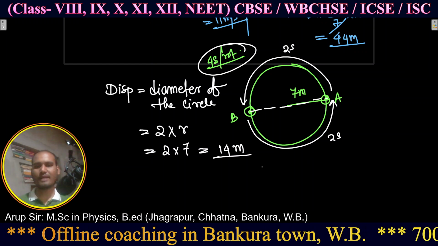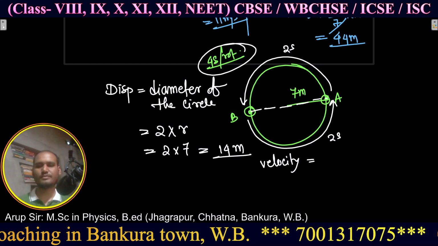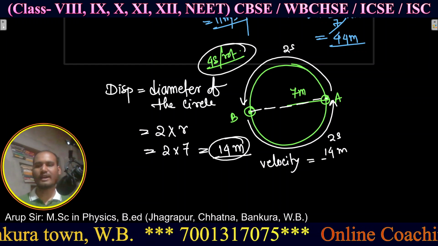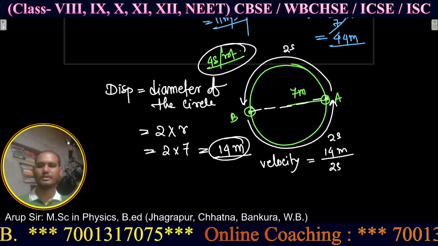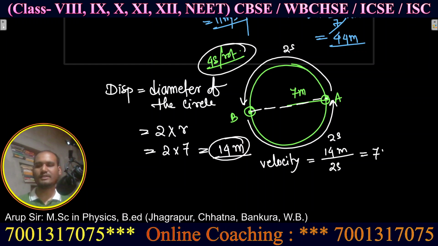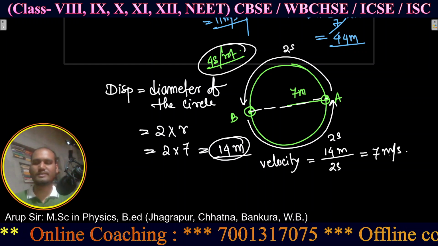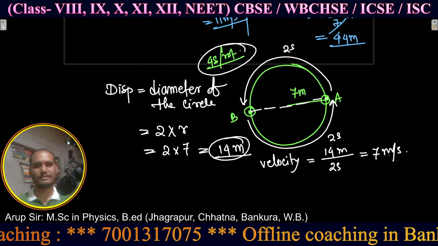So what about the velocity? Velocity is nothing but the displacement by time. Displacement we have calculated, which is 14 meter, and time is how much? 2 seconds. Why is it 2 seconds? Because it is half the path. Now if you cancel, it will give you 7 meter per second. So for the case of half rotation we are getting a velocity of 7 meter per second.